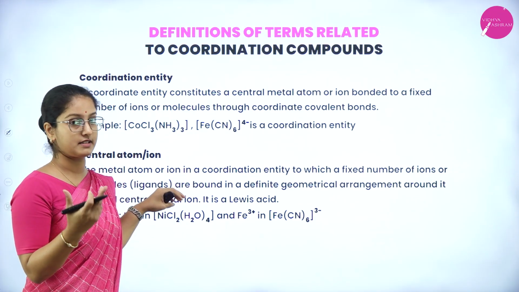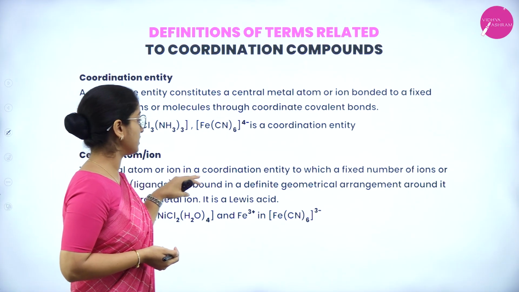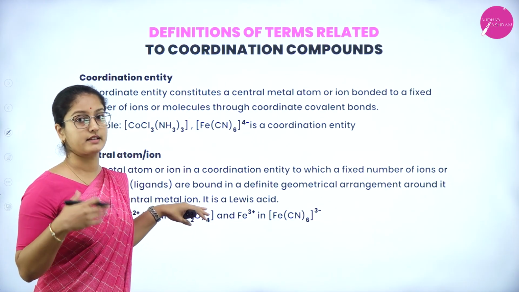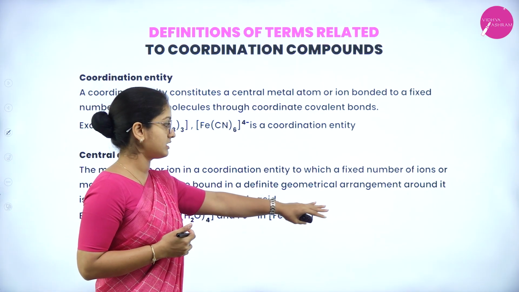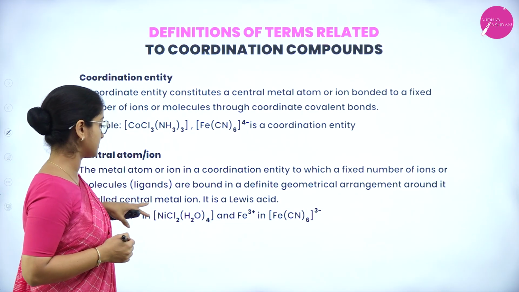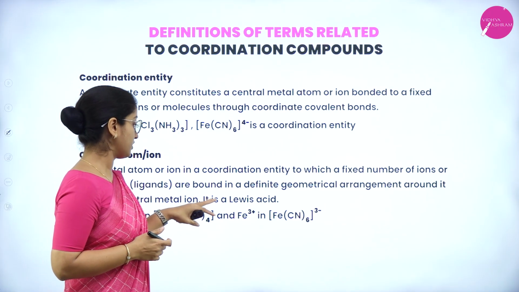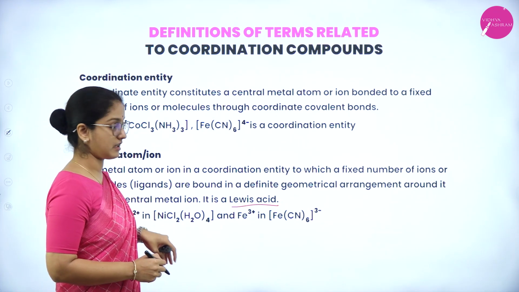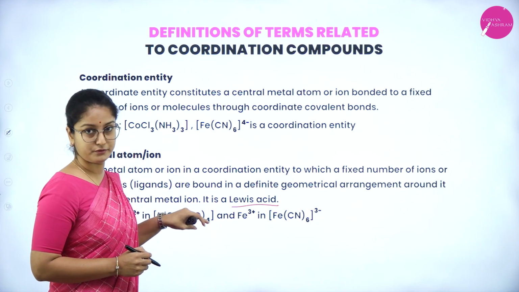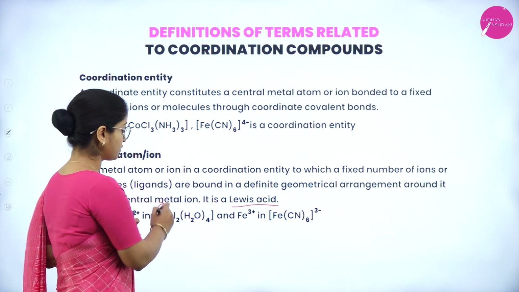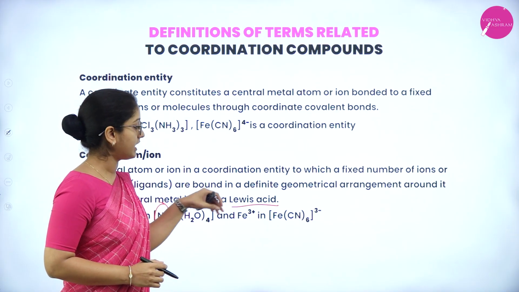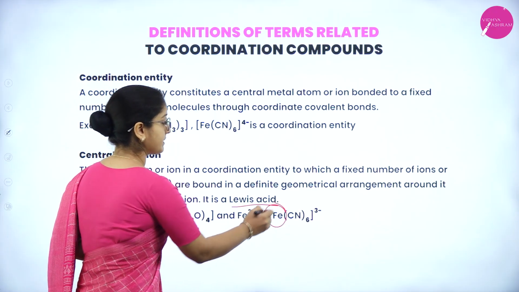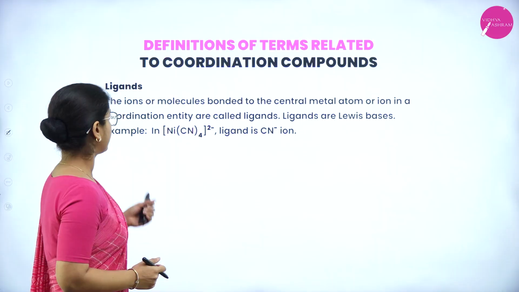Next, central metal atom. How do we define the central metal atom? It is the metal atom or ion in a coordination entity to which a fixed number of ions or molecules, which are called ligands, are bound in a definite geometrical arrangement around it, and it is also called a Lewis acid. So here are a few examples, that is [NiCl2(H2O)4]. Here in this complex Ni2+ is the central metal atom, and in the complex [Fe(CN)6]3-, here Fe3+ is the central metal ion. Next is ligands.